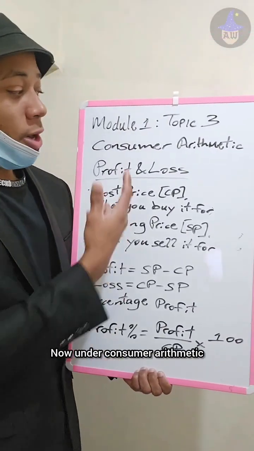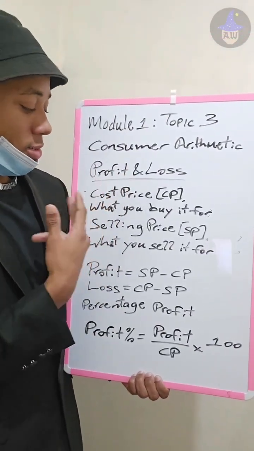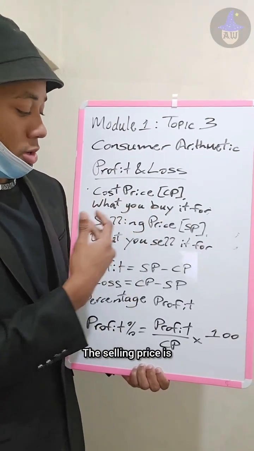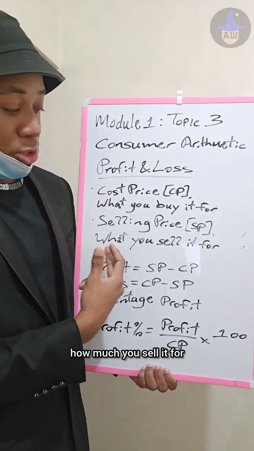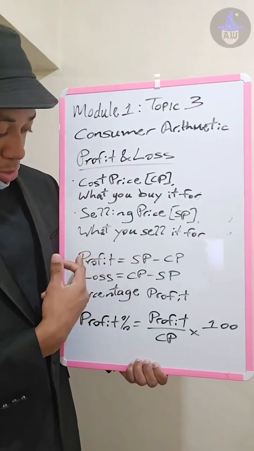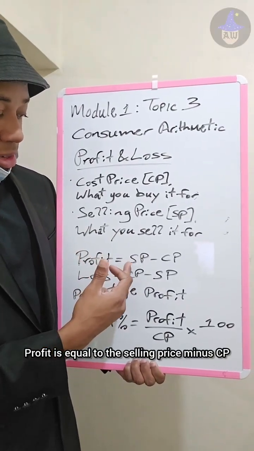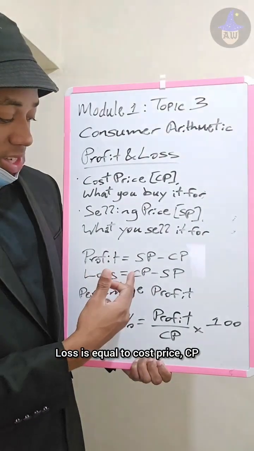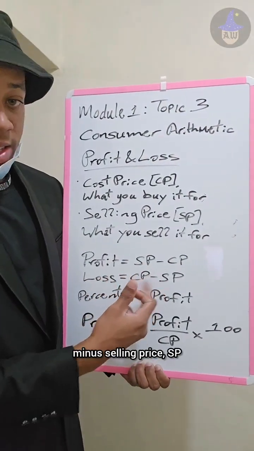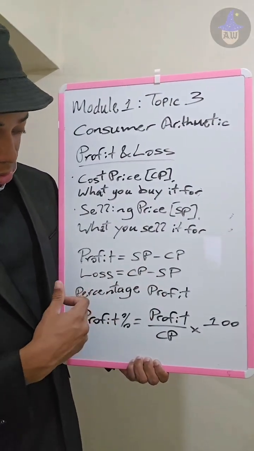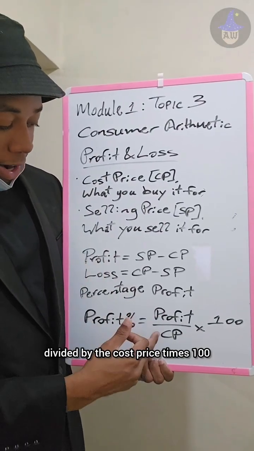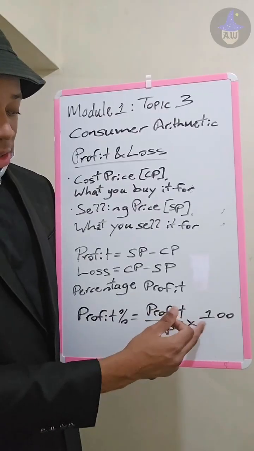Now under consumer arithmetic, we're at profit and loss. Cost price, CP, is what you buy something for. The selling price is how much you sell it for. Profit is equal to the selling price minus CP. Loss is equal to cost price, CP, minus selling price, SP. The percentage profit is equal to the profit divided by the cost price times 100.